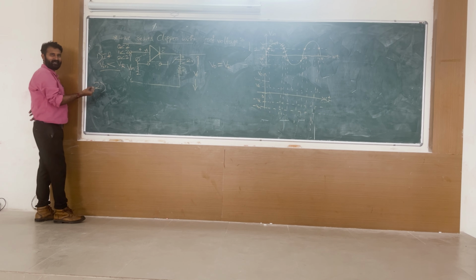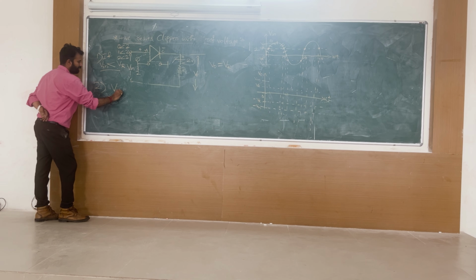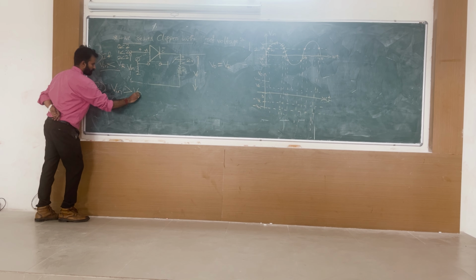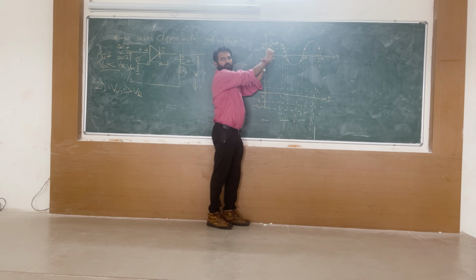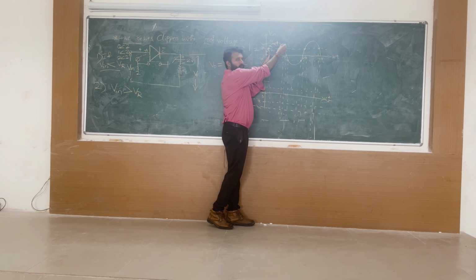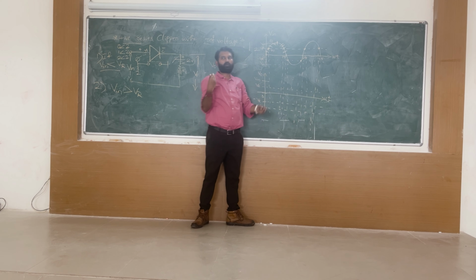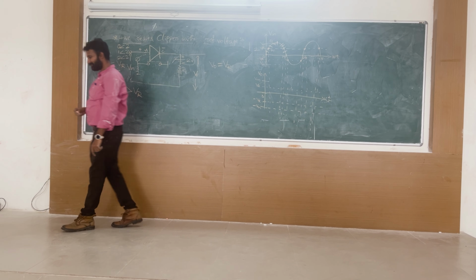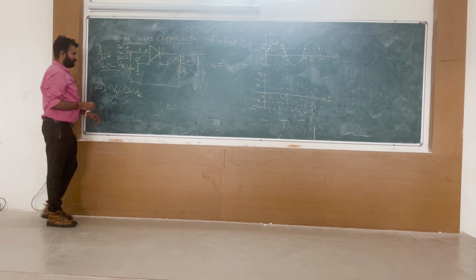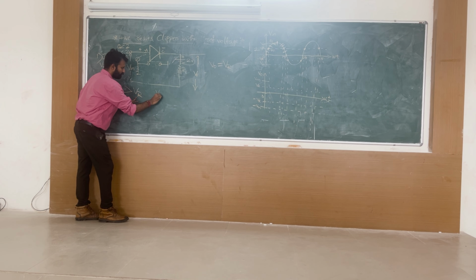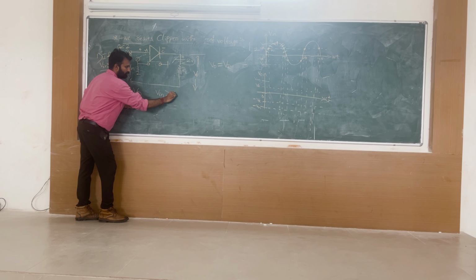What will be my next case? V in is greater than VR. Focus here. This point, 3, 4, 5, will be considered as what? Greater than the input, sorry, greater than VR. Then what will be your output? I am telling that V in is greater than VR.